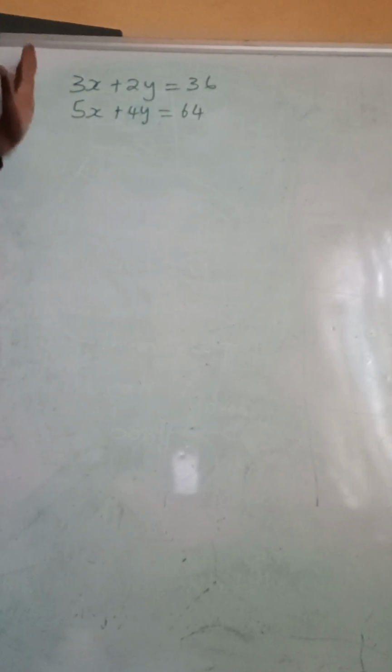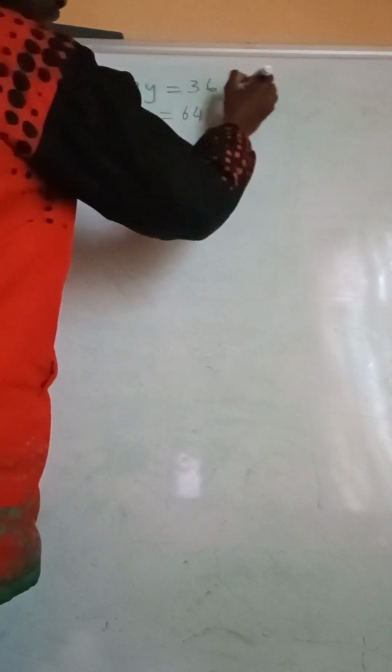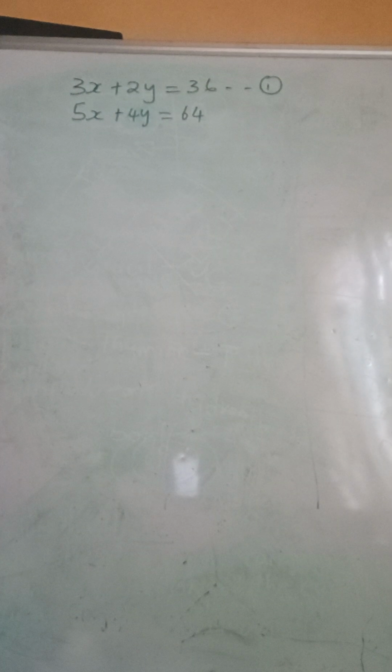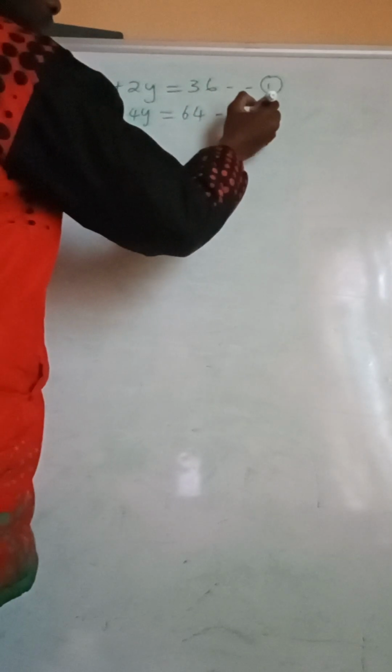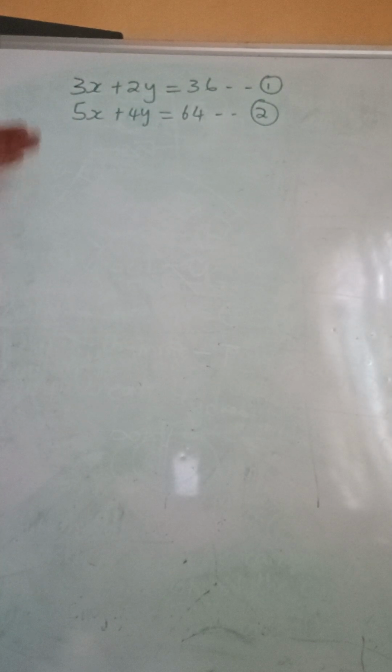When we have a problem like this one, the first thing that I will advise you to do is name your equation. This one is going to be our first equation. This is going to be our second equation. So you choose from one of the equations. Which one do you want to use? Let's take equation 1. Remember, you always have to guide the marker.